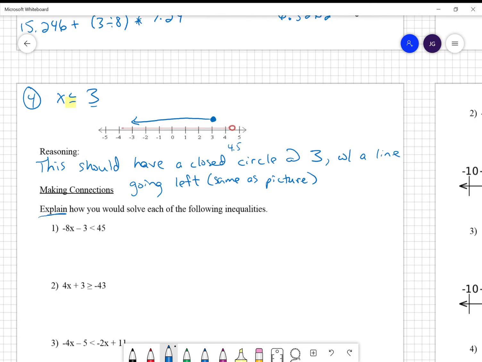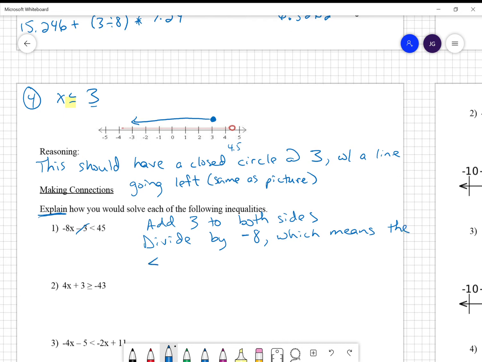Explain how you would solve. Add 3 to both sides. Then the 3's gone. Then I would divide by -8, which means the less than switches to greater than.